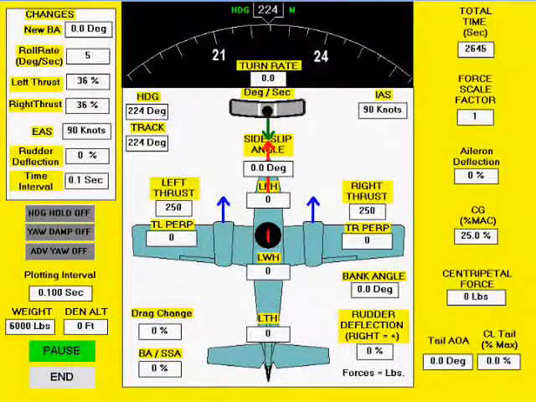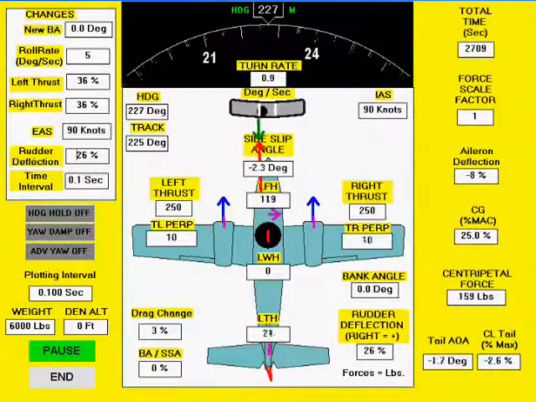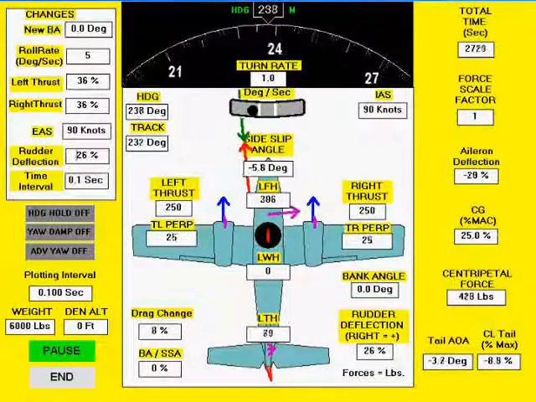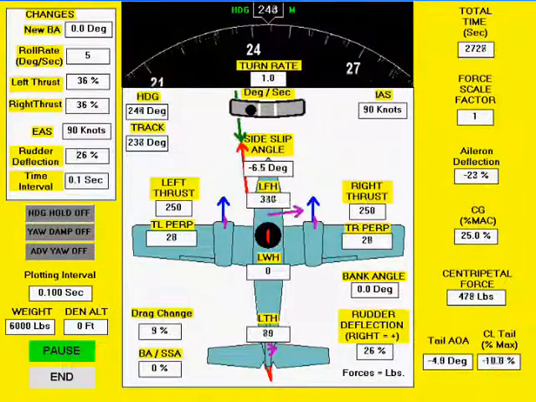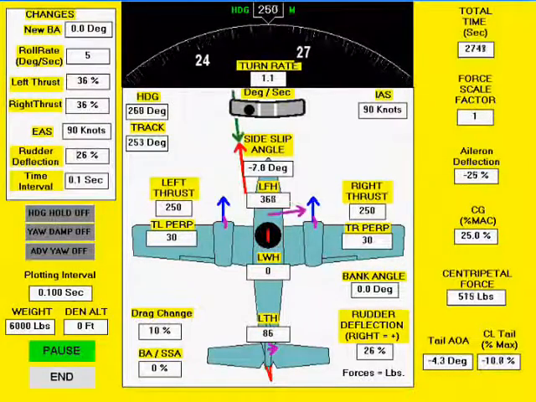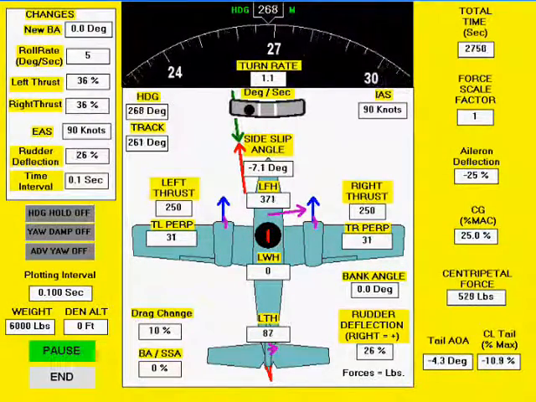Next, let's make a similar turn with rudder deflection. We will now apply 26% right rudder and sufficient left aileron deflection to cancel out the roll stability that is trying to create a right bank angle. Notice that the relative wind is now coming from the left side, creating an angle of attack on the fuselage. This angle of attack is called the side slip angle.